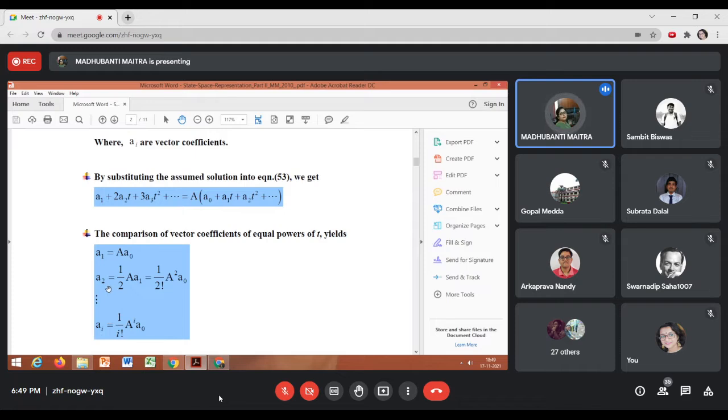So if you proceed like this, just try to find out a3 and a4 and then we'll get the pattern, and from that we can write ai to be equal to 1 by factorial i A to the power i into a0.